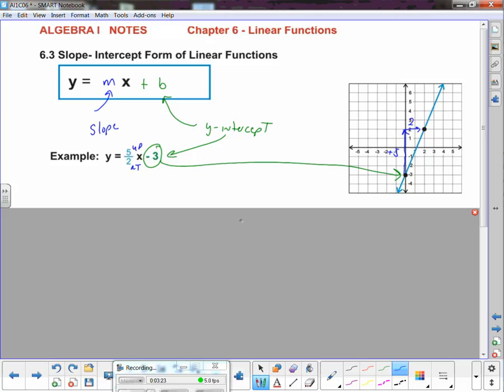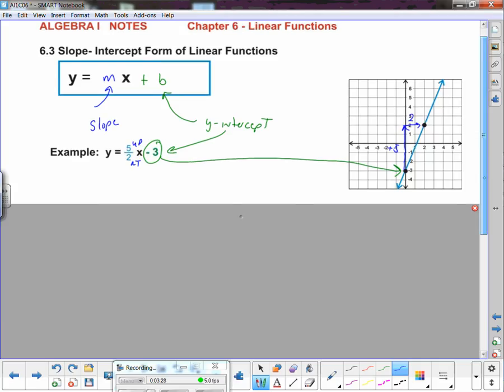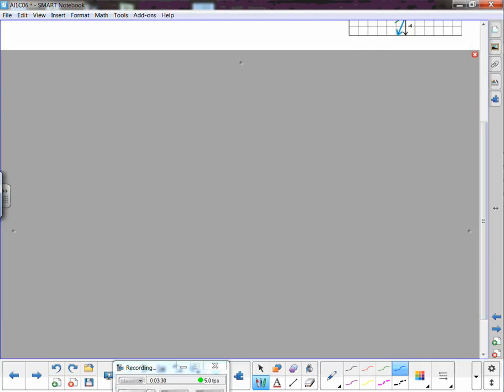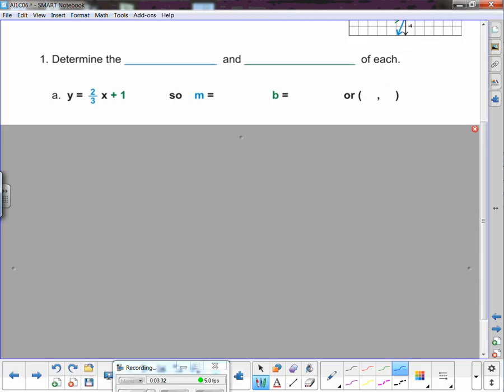So the y-intercept is clear. The slope is clear. We are ready to roll. So let's get a little practice here in reading slopes and y-intercepts, okay? So number 1, determine the slope. And again, that's the m value. And the y-intercept, I usually do y-int. You can write it out if you want. But again, remember, that's the b value, right?